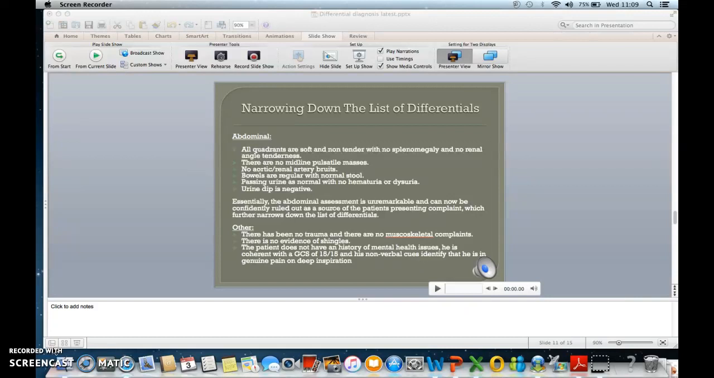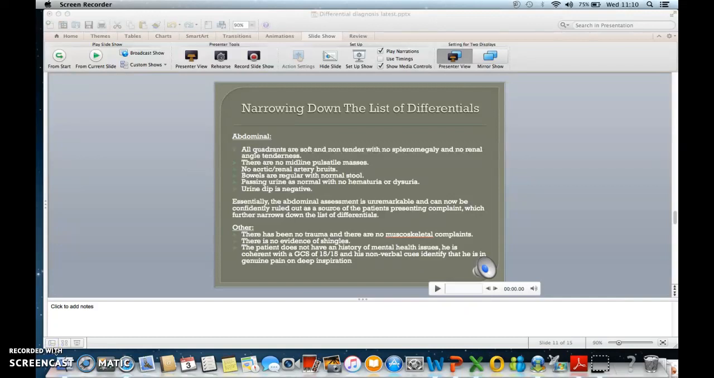From an abdominal point of view, all quadrants are soft and non-tender with no splenomegaly and no renal angle tenderness. There are no midline pulsatile masses, no aortic or renal artery bruit, bowels are regular with a normal stool, passing urine as normal with no hematuria or dysuria, and urine dip is negative. Essentially, the abdominal assessment is unremarkable and can now be confidently ruled out as a source of the patient's presenting complaint, which further narrows down the list of differentials.